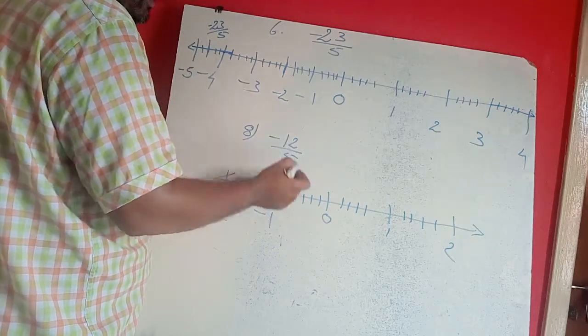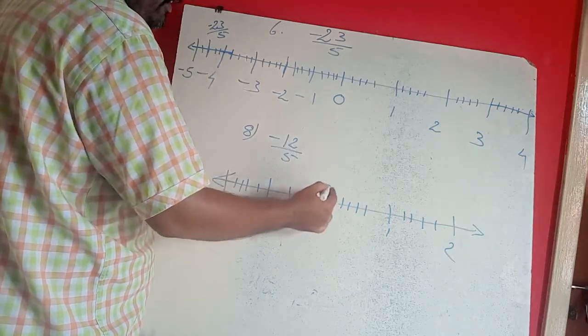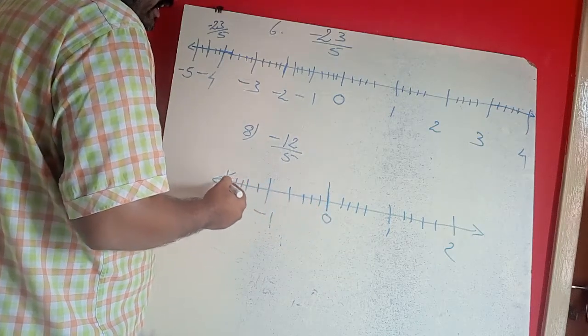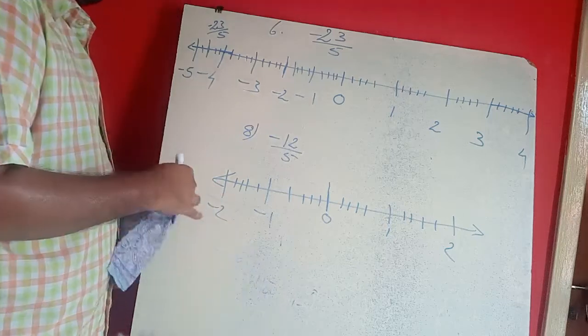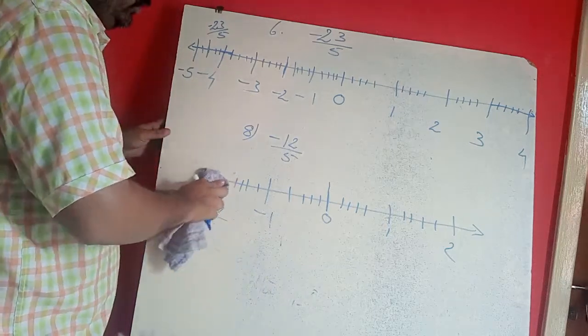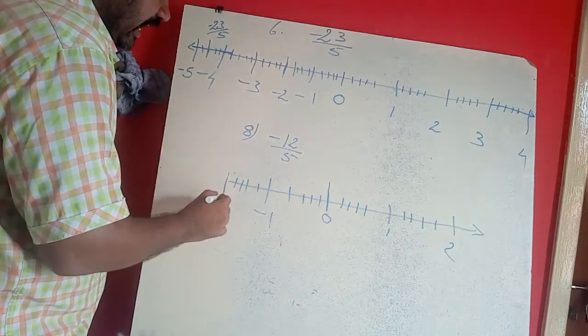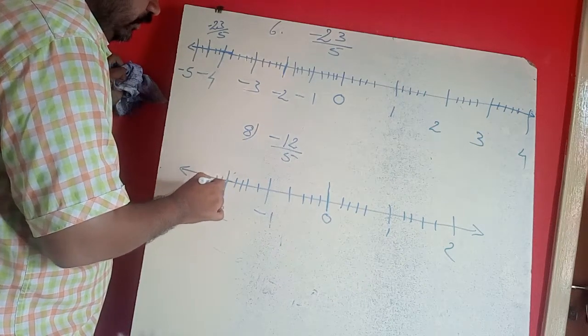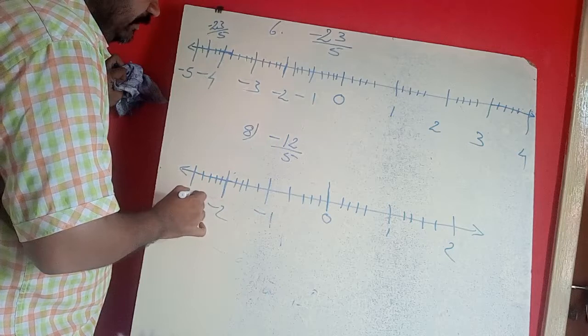Now I want to indicate 12. Which side do I have to indicate? The negative side. 1, 2, 3, 4, 5, 6, 7, 8, 9, 10. I got only 10, but I want 12, so increase the line by 2 or 3 more. 1, 2, 3, 4, fifth line is minus 3.